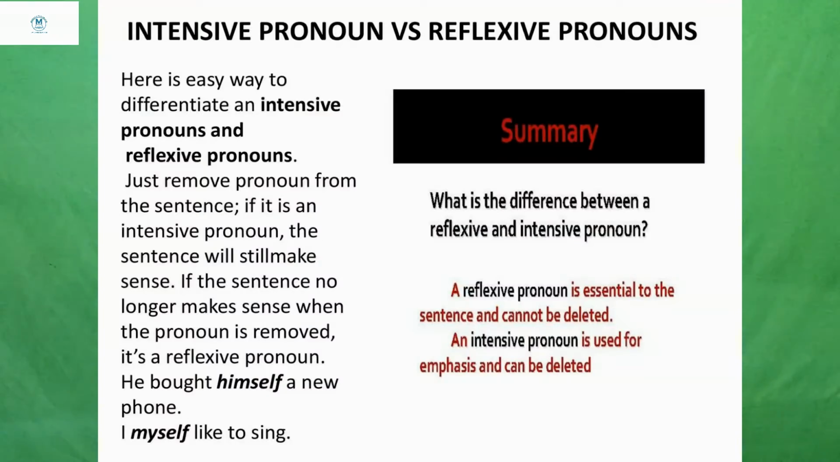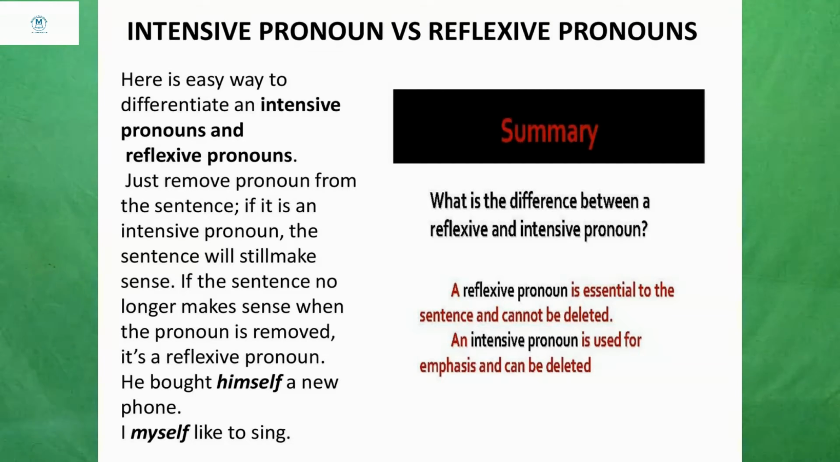So you are answering some question here. Without the reflexive pronoun, the meaning of the sentence changes. But when you remove an intensive pronoun, it doesn't have any effect on the sentence. So now we have discussed reflexive pronouns and intensive pronouns. Now we will see the major difference when we compare them, how you can differentiate reflexive and intensive pronouns.